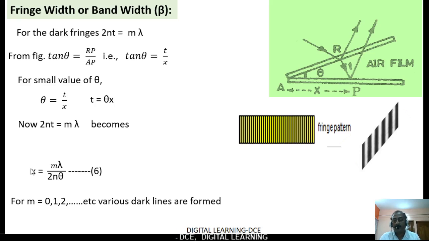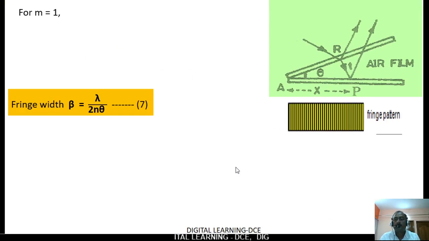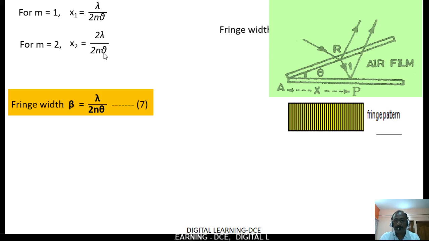Therefore, x equals m lambda by 2n theta. Let it be equation 6. For m equals 0, 1, 2, and so on, various dark lines are formed. For m equals 1, x1 equals lambda by 2n theta. In the same way, for m equals 2, x2 equals 2 lambda by 2n theta.